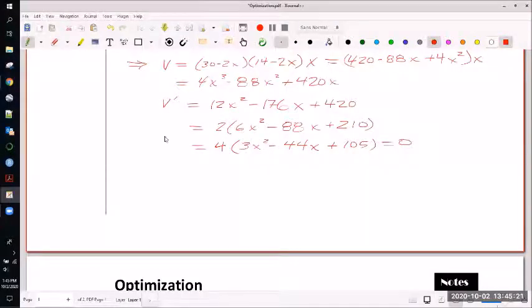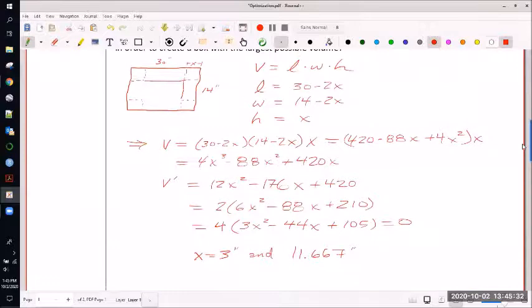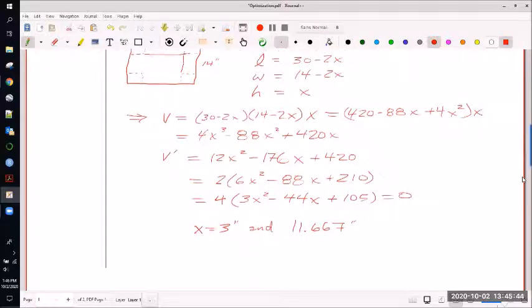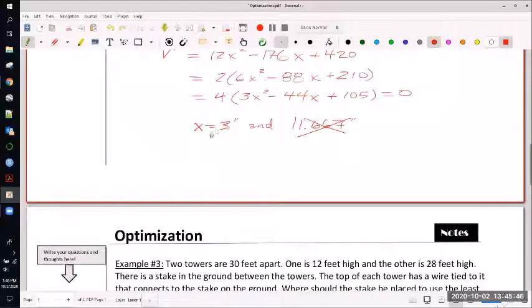So let's go ahead and write those down. We get x equals 3 and 11.667. This would be inches. Now, looking at the original picture, we see that the 11.667 inches is not a suitable answer because obviously we can't cut that off of both sides, at least for this 14-inch side. So we'll throw that answer out. And x equals 3 inches, so the square size is 3 inches by 3 inches. And that's our answer.